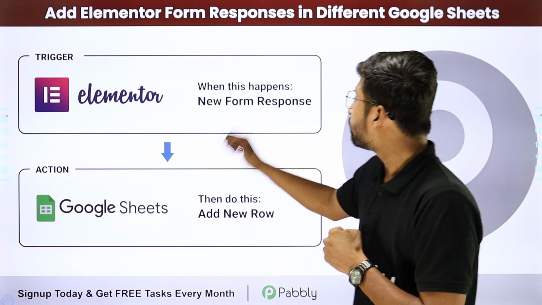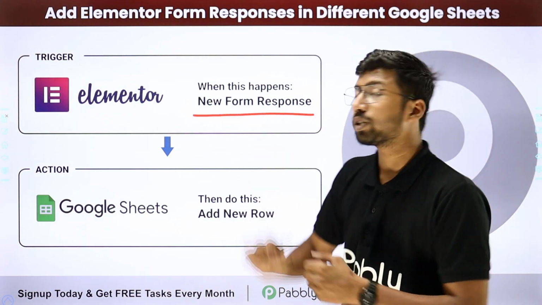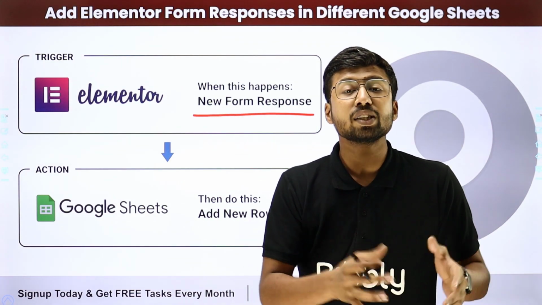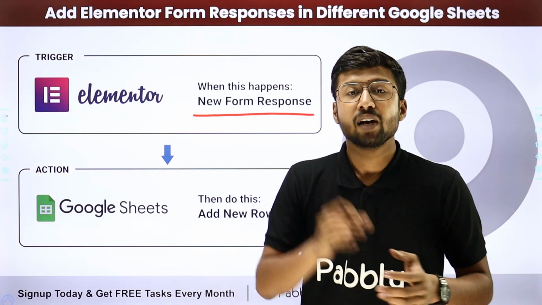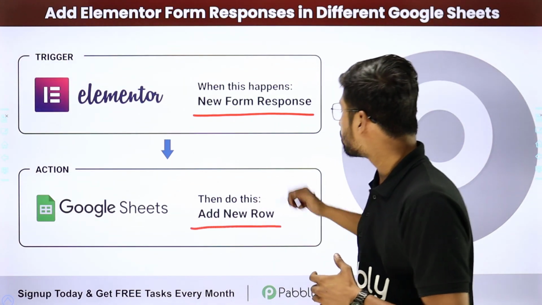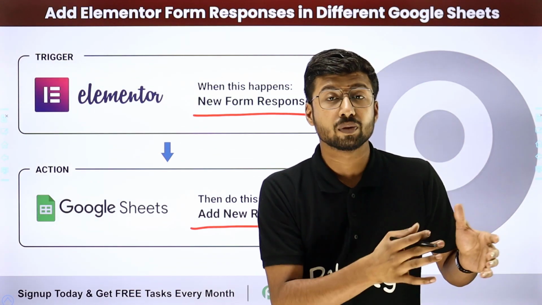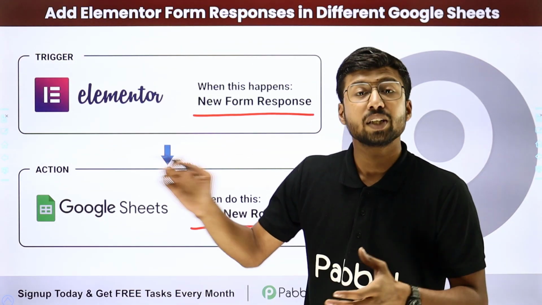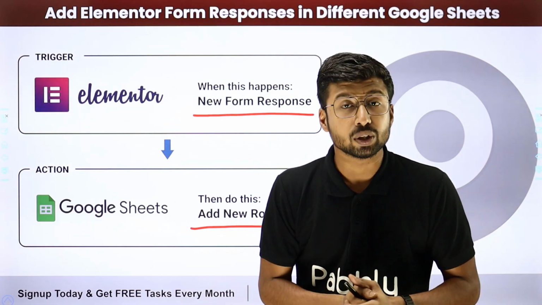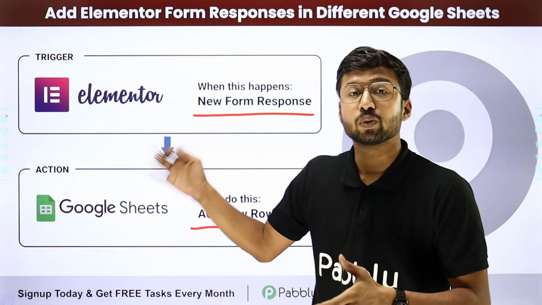And in this automation, whenever we receive a new form response, automatically on the basis of what option the user has selected, we are going to add the data of the form submission as a new row in that particular Google Sheet. Let's say if the user selects option 1, then we are going to add the form response in Google Sheet 1. If the user selects option 2, we are going to add the responses in Google Sheet 2.